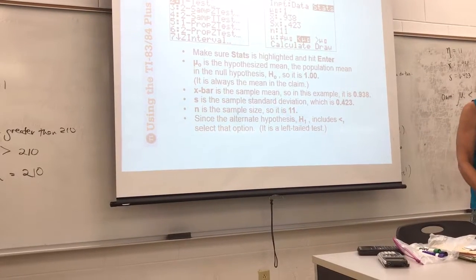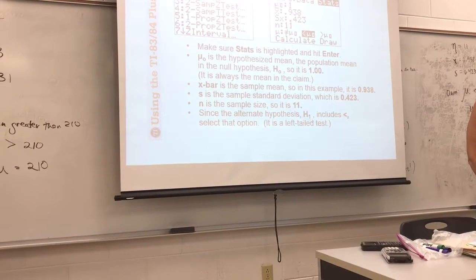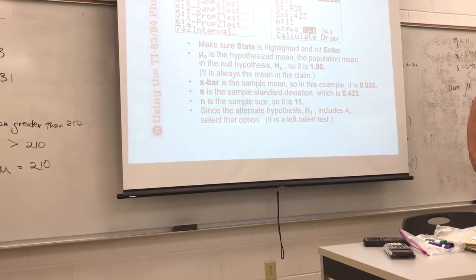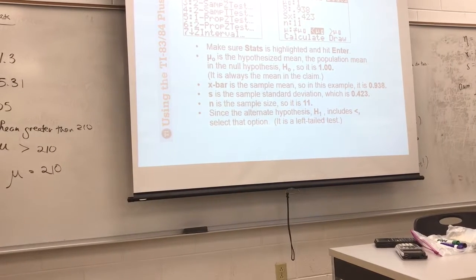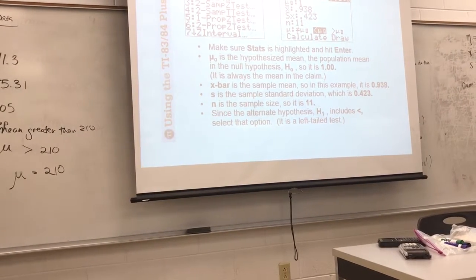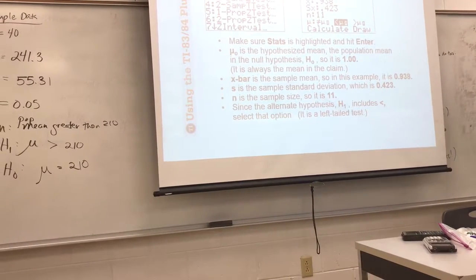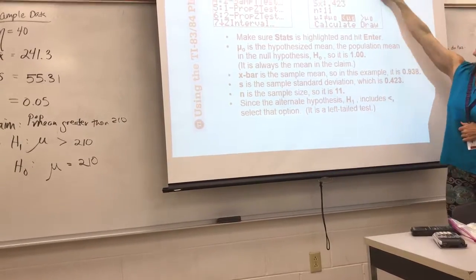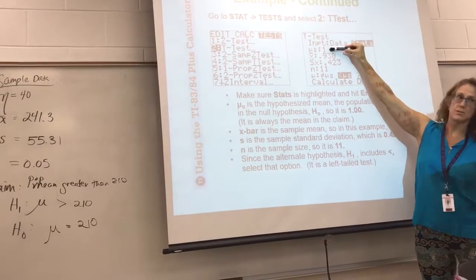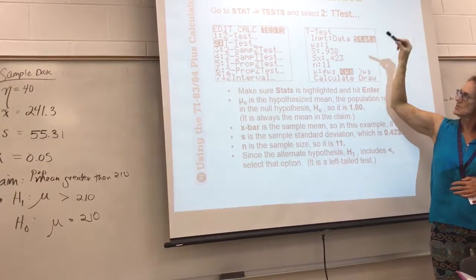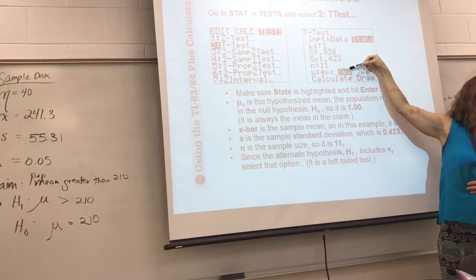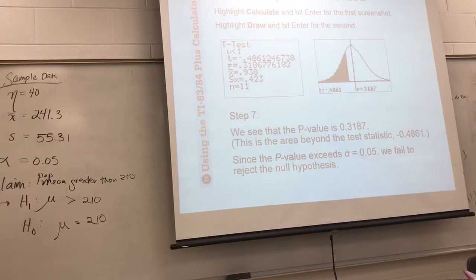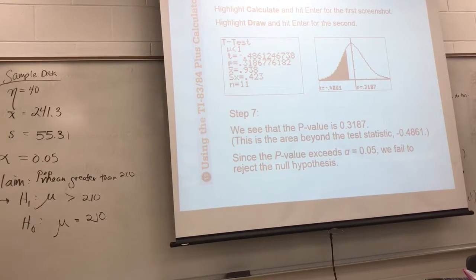Who are we on? So we did the one-proportion z-test last time on page 7. And now let's see, page 9, it starts page 10. So there's this example and then the screenshot that shows how you've got to go to t-test, make sure your stats is highlighted, put in your 1.00, your sample mean, your sample standard deviation, your sample size, and select less than. And then if you go down to calculate, you get the calculations. Or if you go to draw, you get the picture.